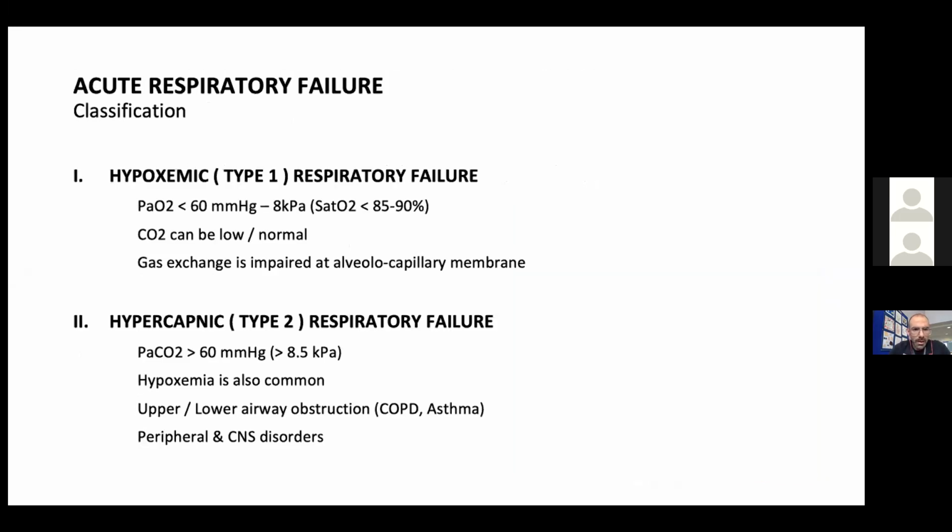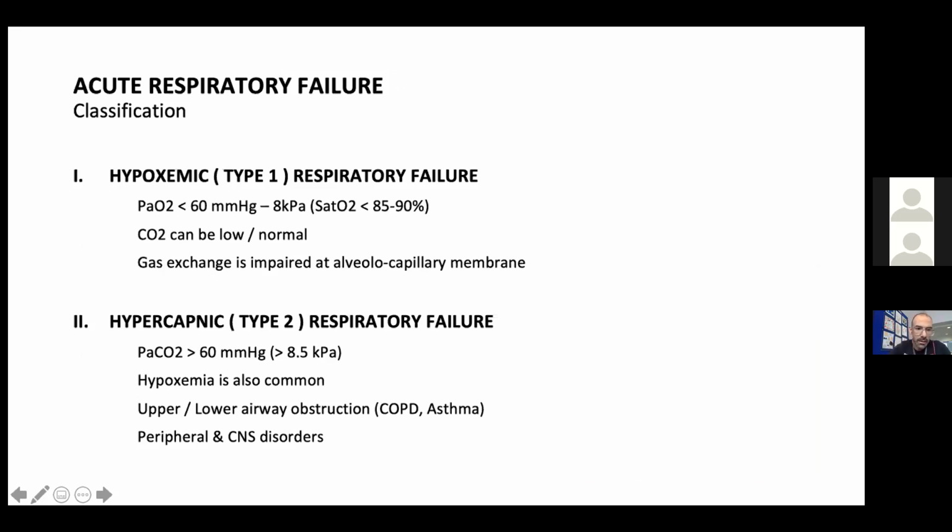So the hypoxemic or type 1 respiratory failure is defined by a PaO2 of less than 60 millimeters of mercury or less than 8 kilopascals. Sorry, 1 second. The gas exchange in this condition is impaired at the level of the alveolar capillary membrane. And most of the times, the CO2 is usually normal, or just slightly elevated.